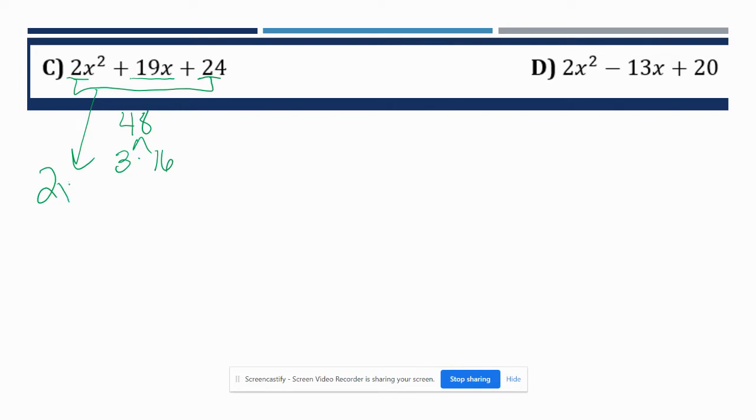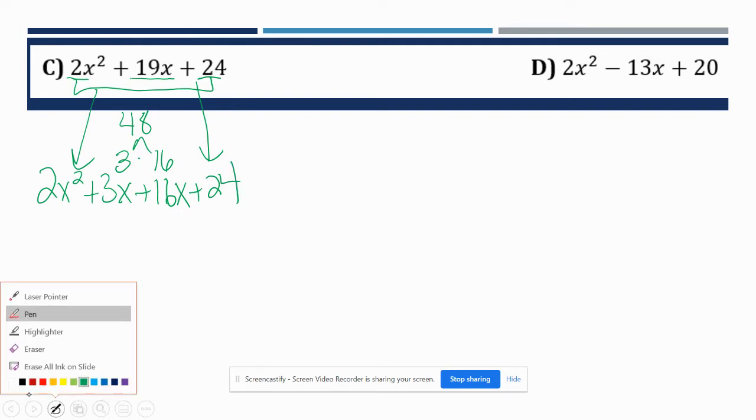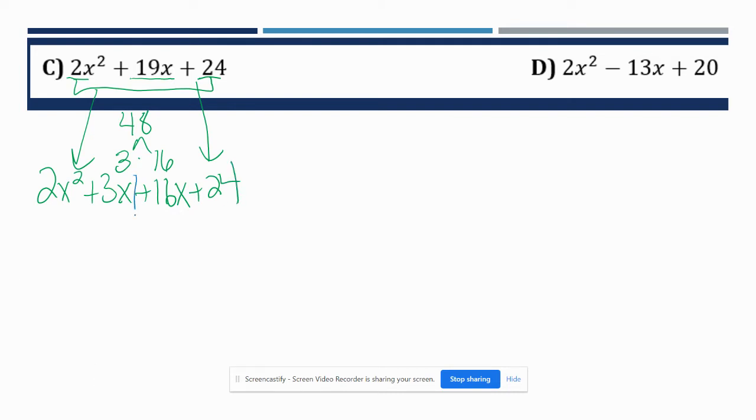Bring down our 2x squared. That's a positive 3, so plus 3x. Positive 16 means plus 16x, and bring down that 24. Split these in half.